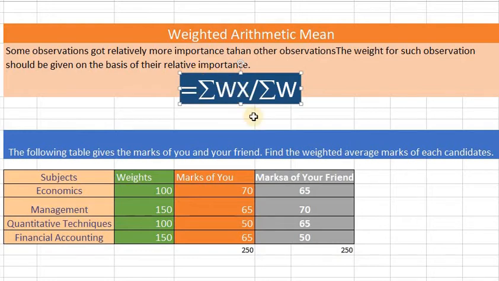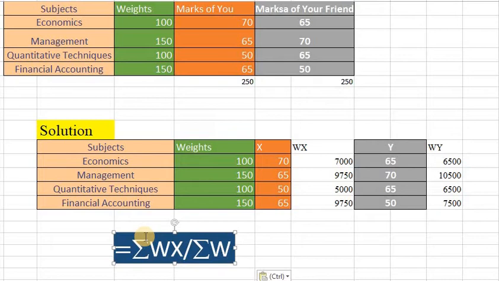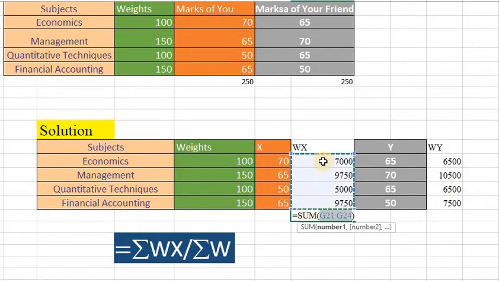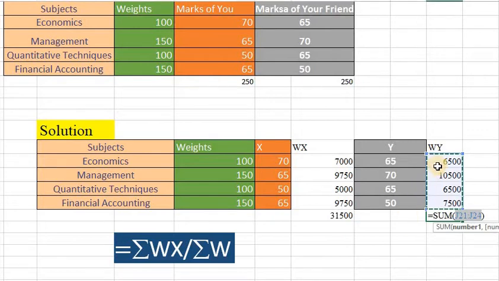The formula is summation WX. We need to find out the summation of WX and the summation of WY. I'll find the summation of the WX column from economics, management, quantitative techniques and financial accounting. So the total is 31,500. And for your friend's marks, I'll calculate the total of WY: 6,500, 10,500, 6,500 and 7,500. So the total is 31,000.